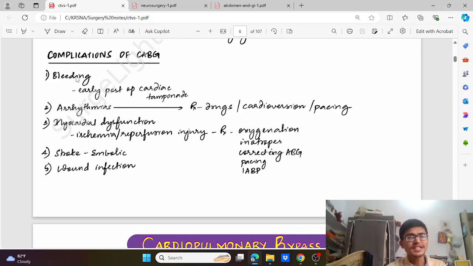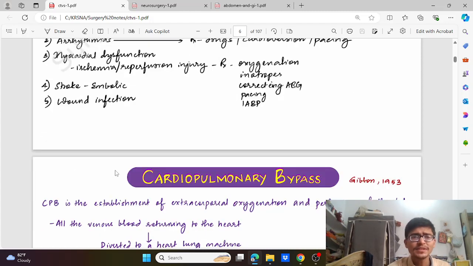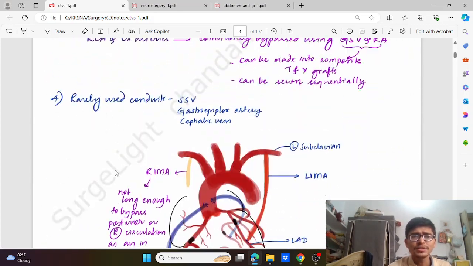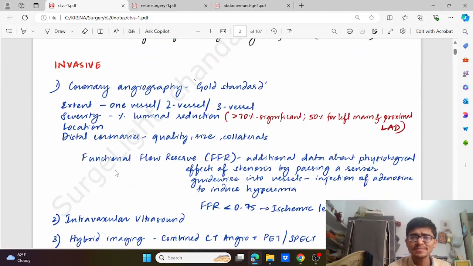Now we see the complications of CABG, that is bleeding, early post-op cardiac tamponade. Arrhythmia can be treated with drugs, cardioversion and pacing. Ventricular dysfunction due to ischemia, reperfusion injury. Treatment will be through oxygenation, inotropes, correcting acid-base disorder, pacing and intra-aortic balloon pump. Stroke due to embolism or wound infection. So these are some of the complications of CABG. Hope we have gone through and understood the topic of ischemic heart disease surgical aspects well.